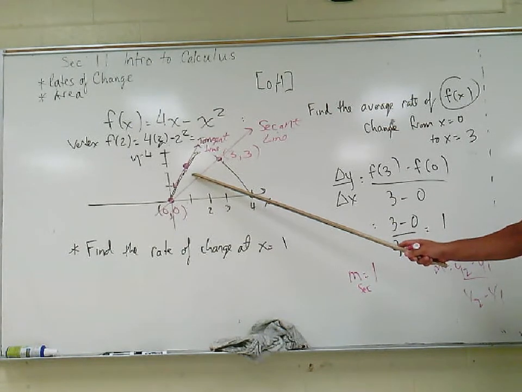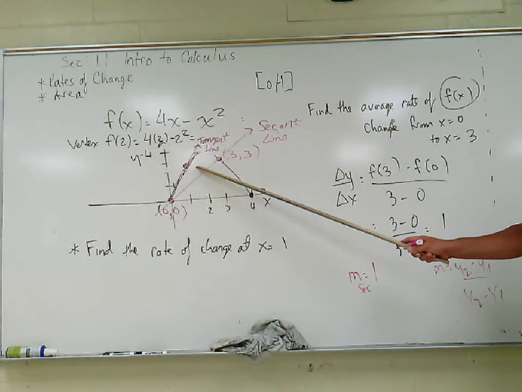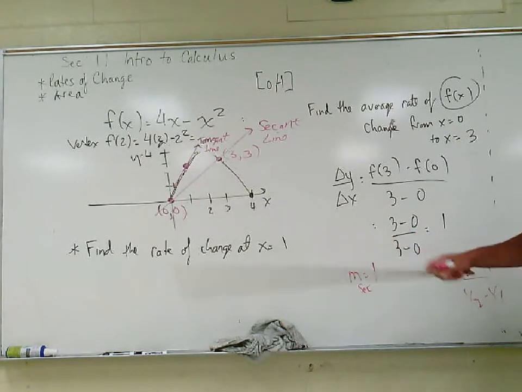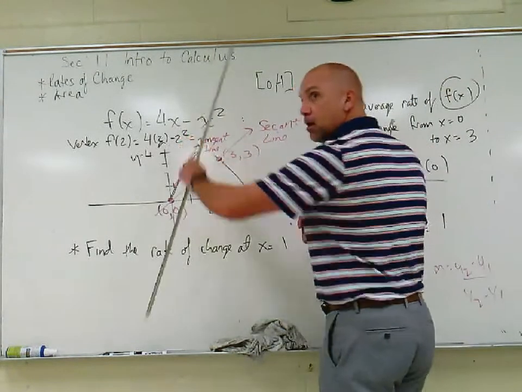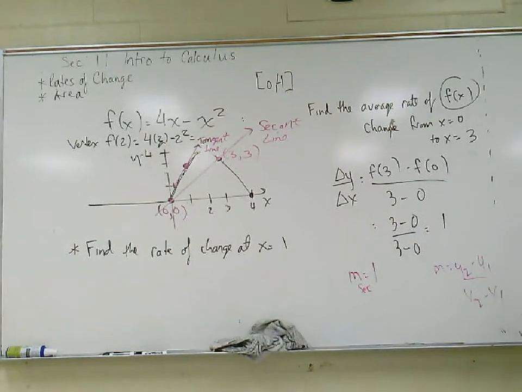Looking at that line, steeper or shallower? So is it going to be bigger than 1 or less than 1? If it's steeper, it's going to be a bigger number. That's what slope tells you. The larger the number, the steeper the line. So it's bigger than 1. Okay?